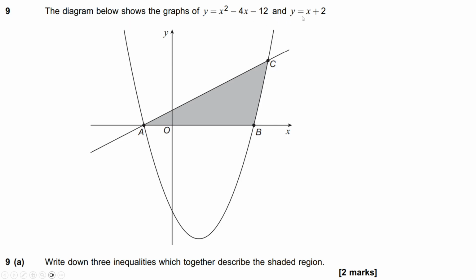Diagram below shows this and that. Write down the three inequalities which together describe the shaded region. I've written this here as x minus 6, x plus 2. You don't actually need to do that, but if you just imagine it, you want to be less than or equal to y. I'm sure you'll be able to come up with this, but you just want to be less than y.